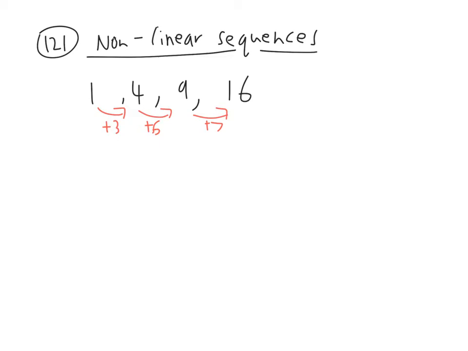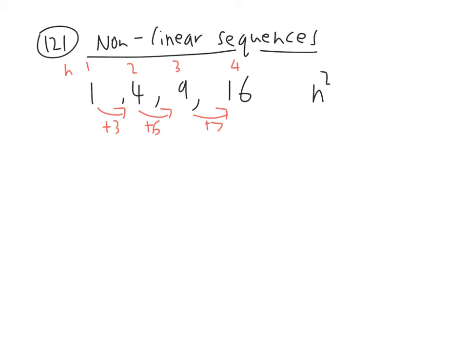The nth term for it, remember n is the term number, so 1, 2, 3 and 4. So that you can see the connection, hopefully, for square numbers, clues in the title: 1 squared is 1, 2 squared is 4, 3 squared is 9, and 4 squared is 16. So the nth term for that is n squared.